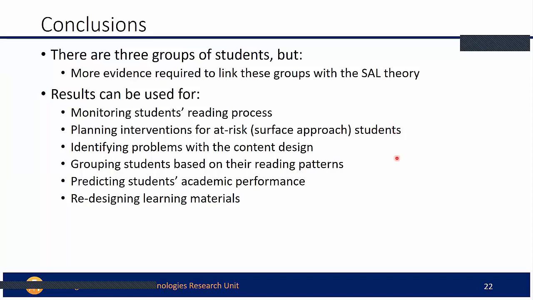These results can be used for monitoring students' reading process, and you can use these association rules to plan some intervention, especially for the at-risk students. You can use them for identifying problems with the content design based on their marker counts or the time they spent on that page. Or you can use these clusters to organize some group work. And you can use them for prediction as well.